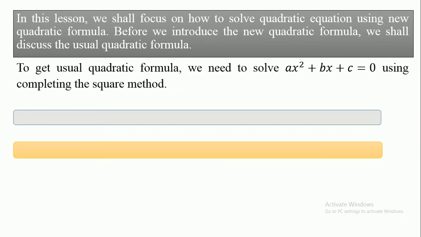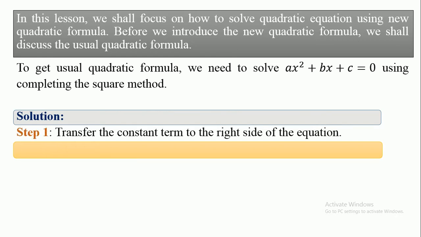So to get the usual quadratic formula, we need to solve the standard form of the quadratic equation ax squared plus bx plus c equals 0 using the completing the square method. So we shall follow all the 5 steps involved in solving a quadratic equation using completing the square. Step 1, we need to transfer the constant term to the other side of the equation, which we did here. We have ax squared plus bx equals minus c, because I've already transferred the constant term plus c to the other side of the equation.